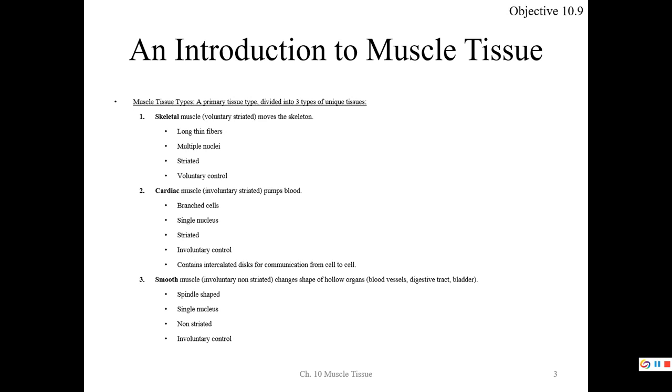Now, cardiac muscle, involuntary striated, pumps your blood. Okay, we remember that. So it's got branched cells. Cells are branched in their structure. They have one nucleus. They are striated as well. They're going to have sarcomeres, etc. They're under involuntary control, and they have the intercalated discs on them so we can communicate from cell to cell.